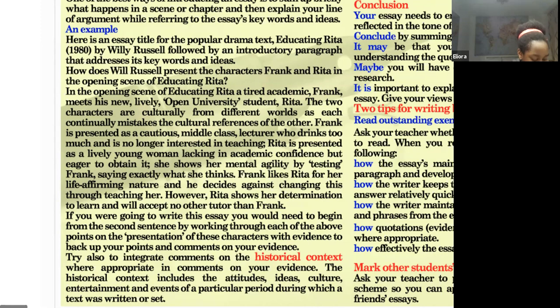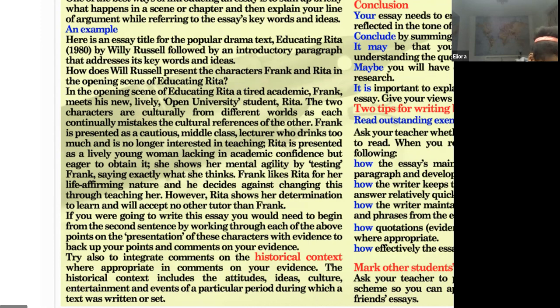The two characters are culturally from different backgrounds, different worlds, as each continually mistakes the cultural references of the other. And that could happen when you're trying to communicate with somebody from a different part of the world, and your jokes may not seem humorous to the other person. And that's pretty common.